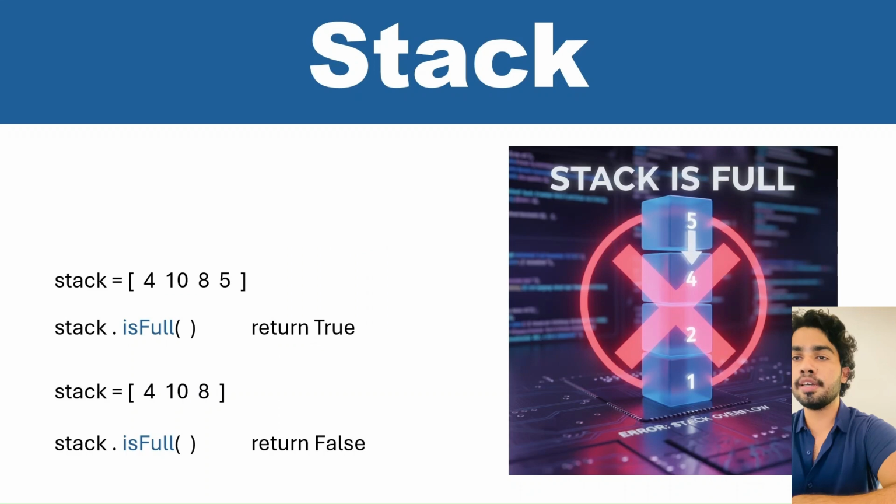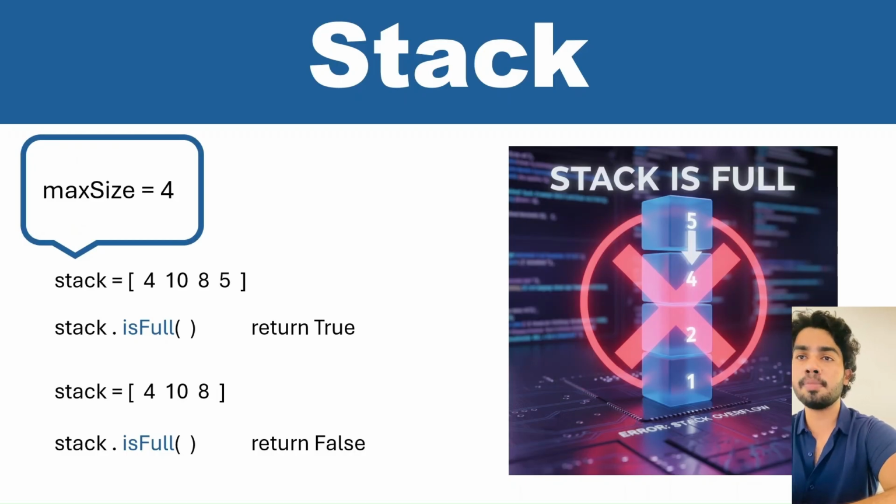Next, we are looking at the isFull operation. When we use the isFull operation, we have to assign a size for the stack. You can see I'm assigning the max size of the array as 4, and the first stack is already full with 4 elements, and it returns true. The second array has 3 elements and is not full, and therefore when we call the isFull operation, it returns false.